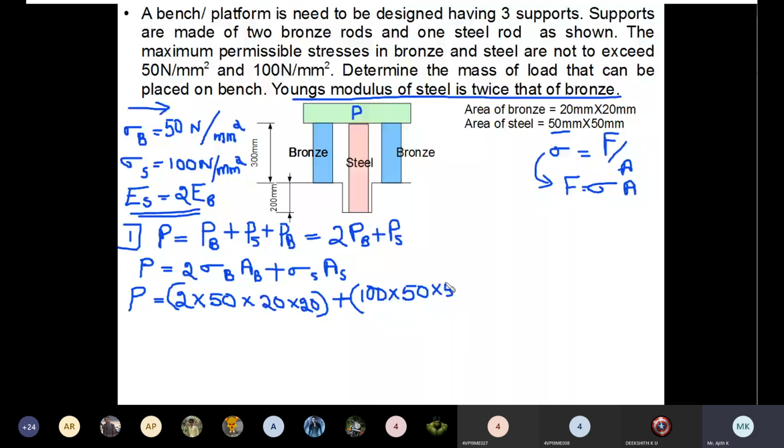You will get P value as, 2 how much you're getting? 50 into 2, 2,90,000. Whatever answer you are getting, in Newton, 2 lakh something you are getting.